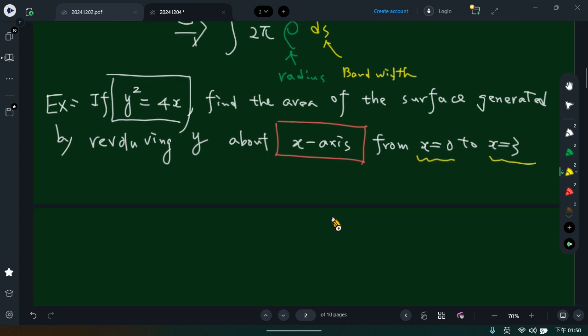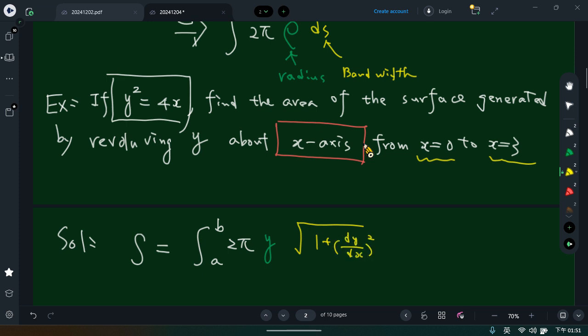So based on this, we already know that the surface should be the integral from a to b of 2 pi. Okay, 2 pi. Can you just answer me? Here should be x or y? Here, y. Why? Because we want to revolve y about the x-axis. Remember, if the axis of revolution is the x-axis, here should be y. Then times the square root of 1 plus (dy over dx) squared, then dx.